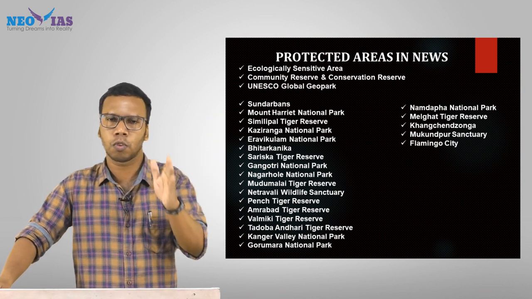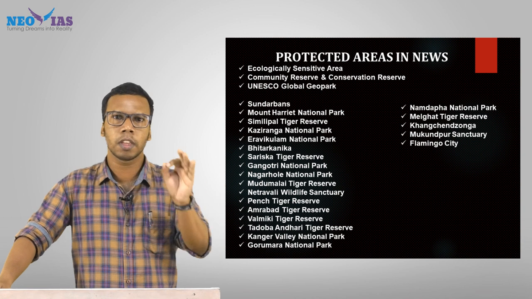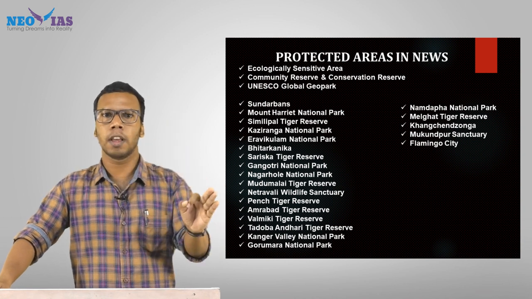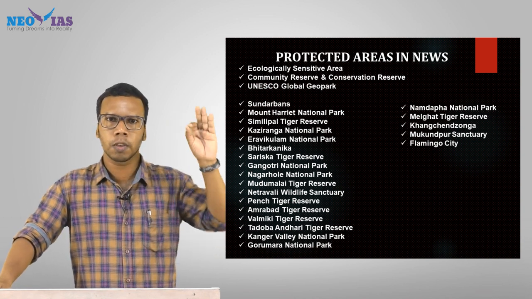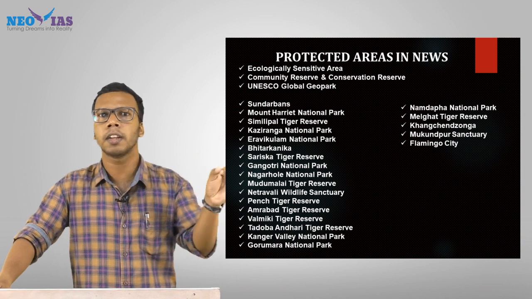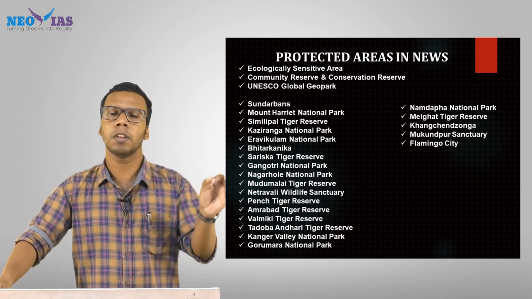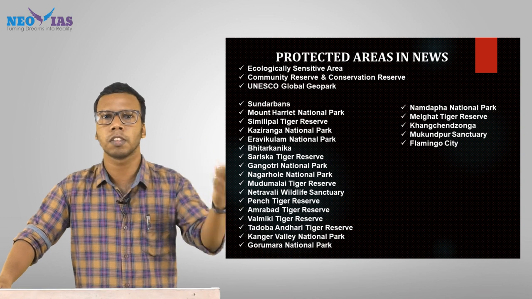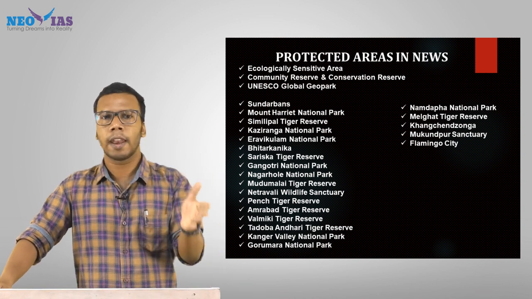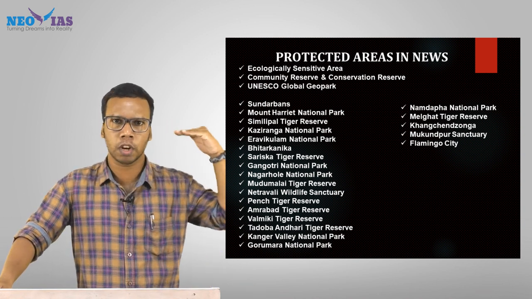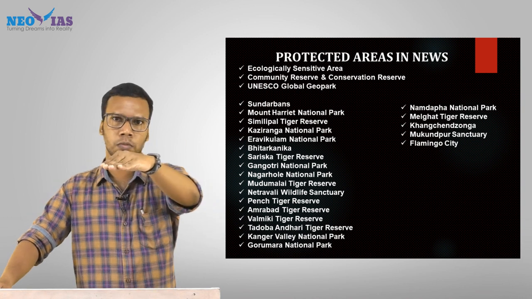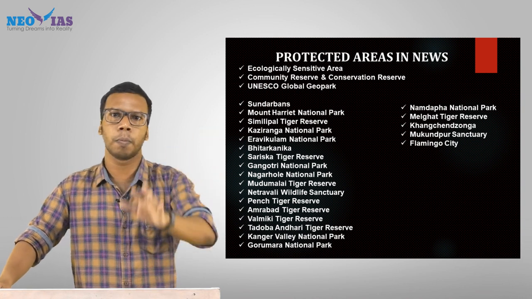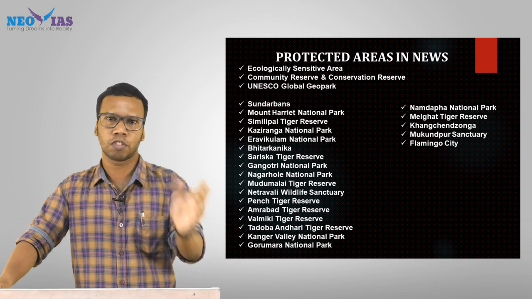Another kind of question they ask is, they will give some names of protected areas and ask which of the given protected areas are declared tiger reserves in India, or which are declared biosphere reserves in India. Another pattern is, they will give the name of a protected area and the state it belongs to, and we have to match it properly. So a match-the-pair question will be there.